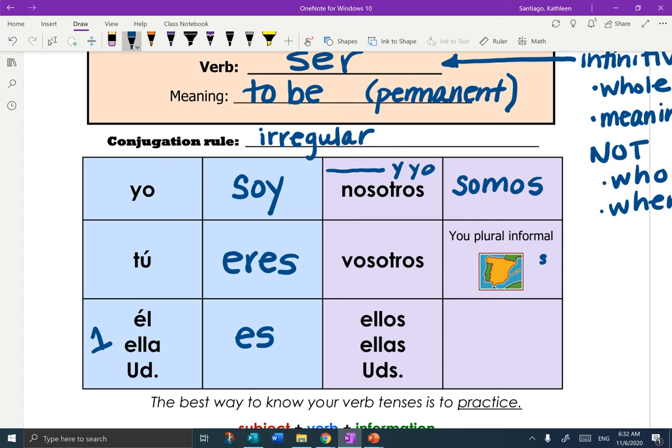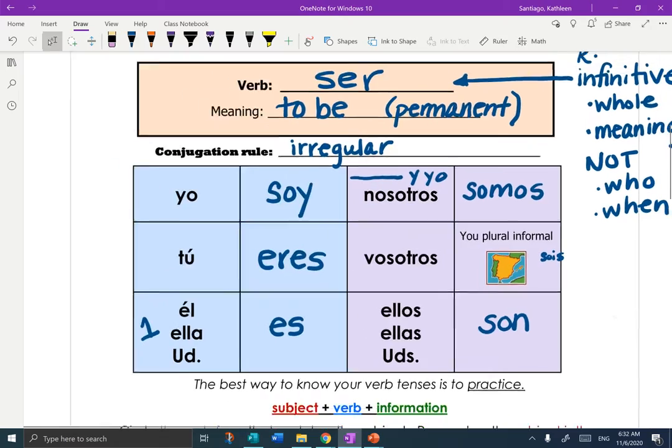Vosotros would be, I'll write it small because you don't need to know it for a quiz, sois. And then ellos, ellas, ustedes son. They are, and then you, the group, plural, are. Okay, one more time. Repitan. Soy, eres, es, somos, son.